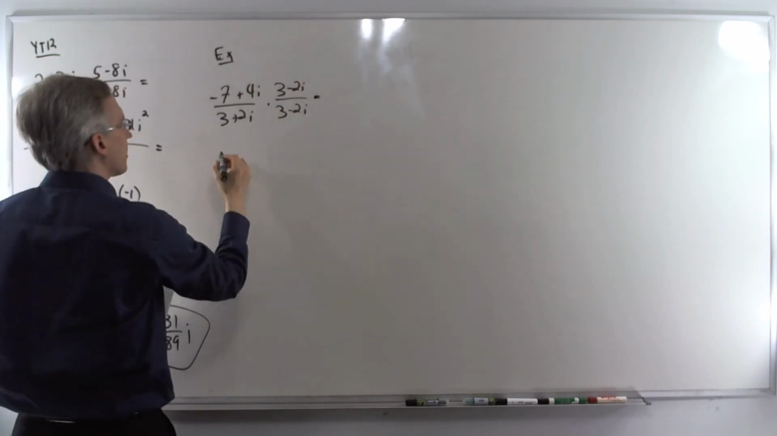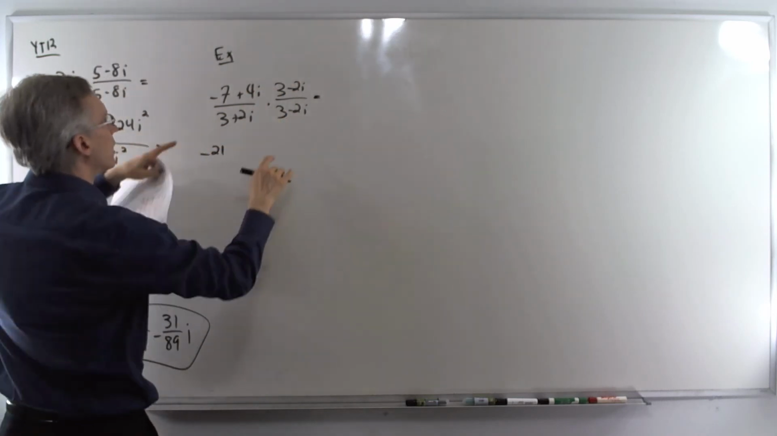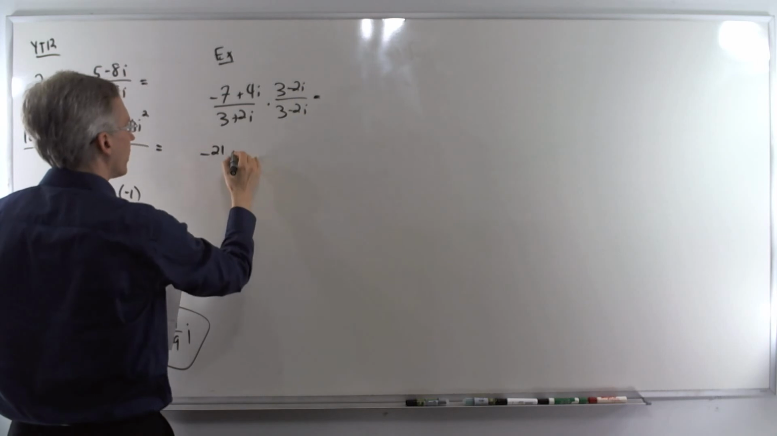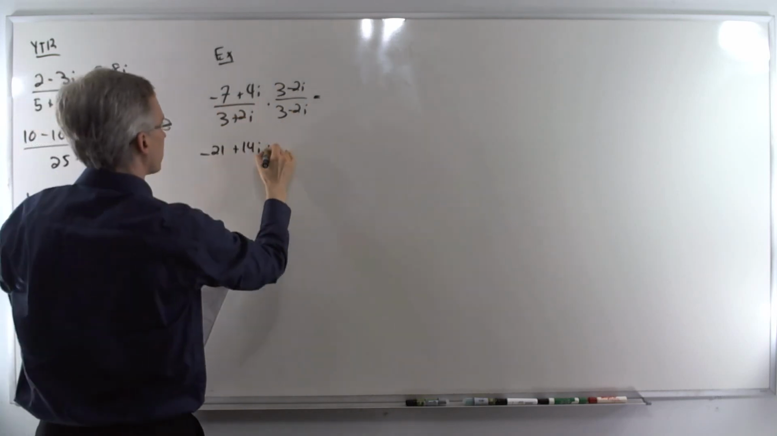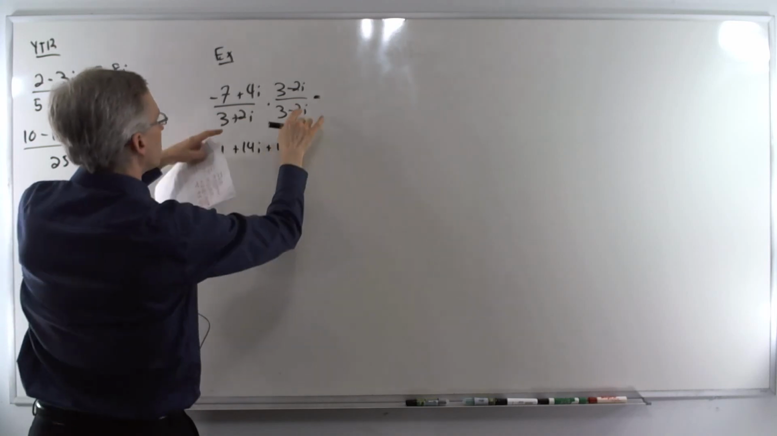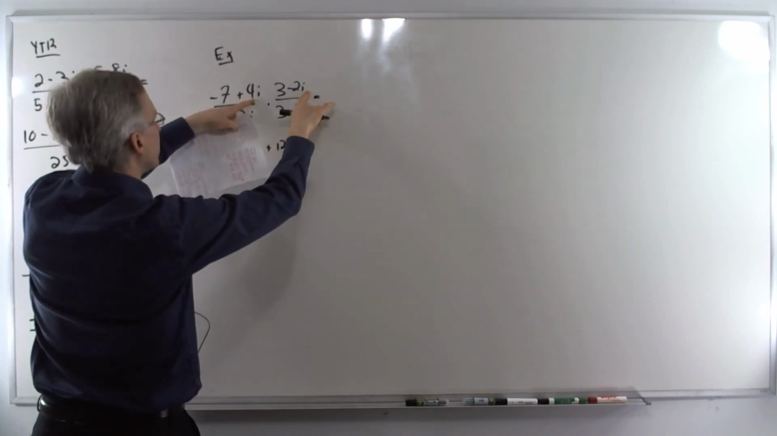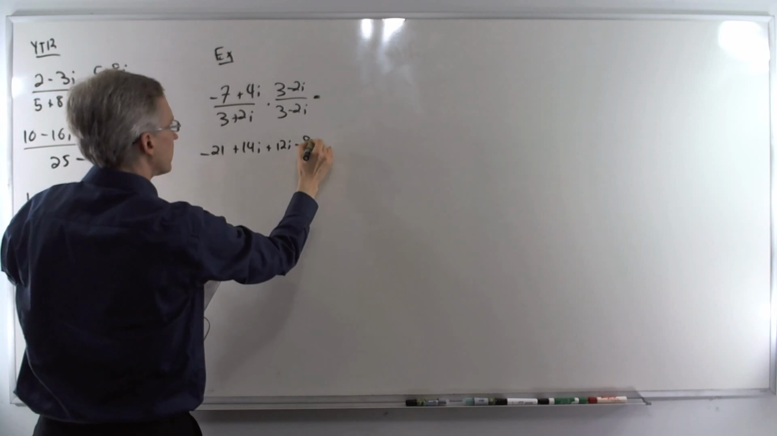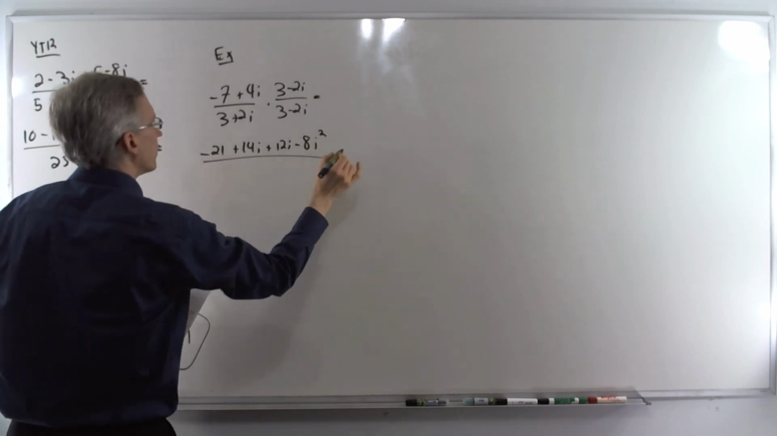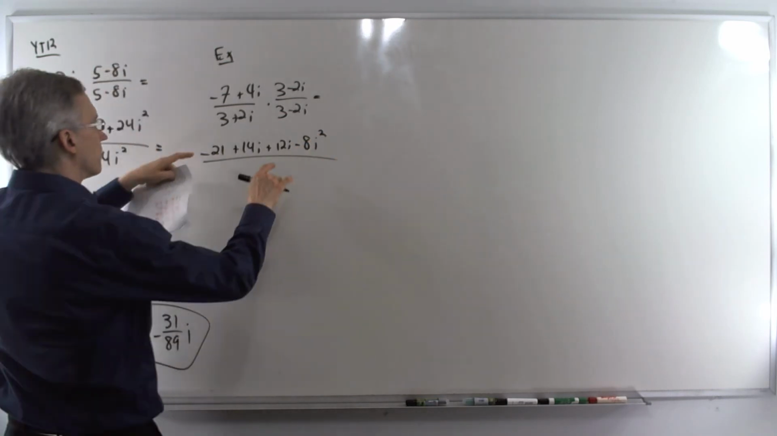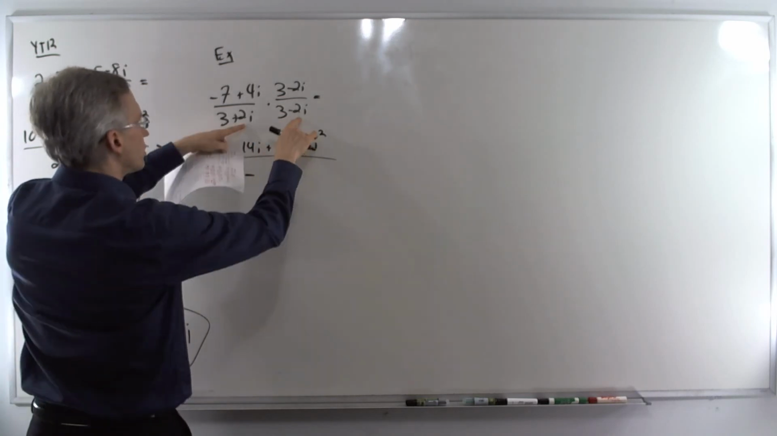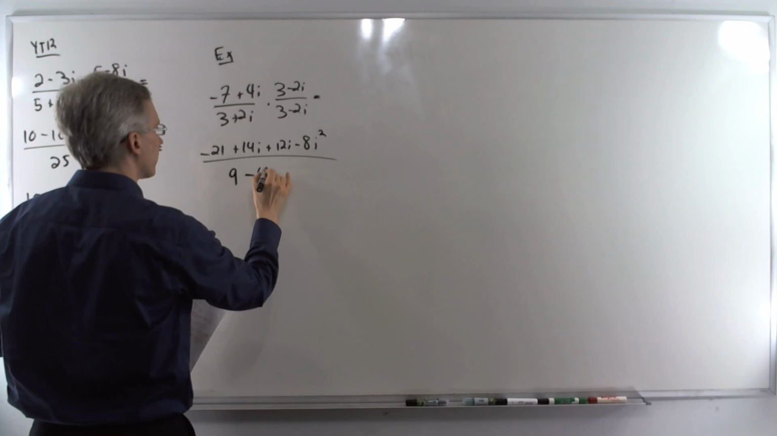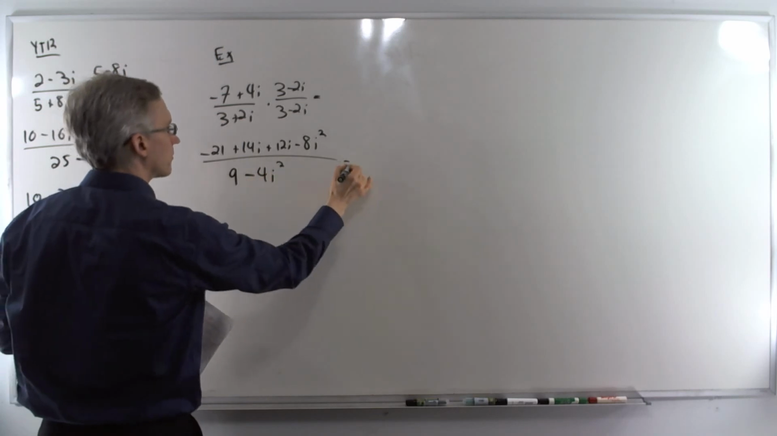Okay, negative 7 times 3, negative 21. Negative 7 times negative 2i, that's positive 14i. Here we got plus 12i in the middle, the insides, and then we got negative 2 times negative 4 is negative 8, and i times i is i squared. All right, bottom, 3 times 3 is 9, minus 2i times 2i is 4i squared.